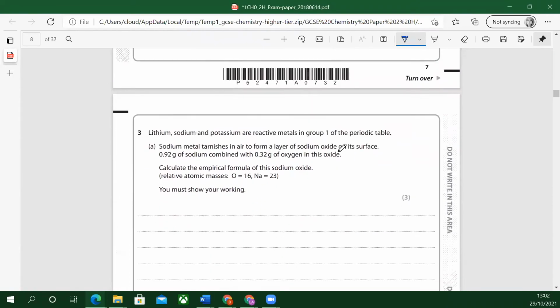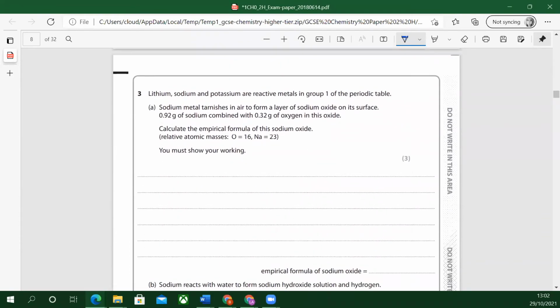Let's look at the next question. That's only 1 mark. This one's got a bit of working out. We haven't really had any challenge to work things out yet, have we? Apart from percentage, that was very straightforward.